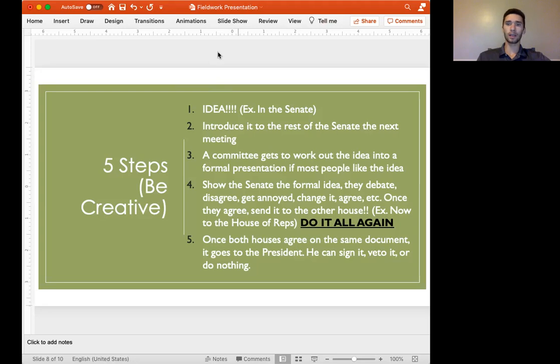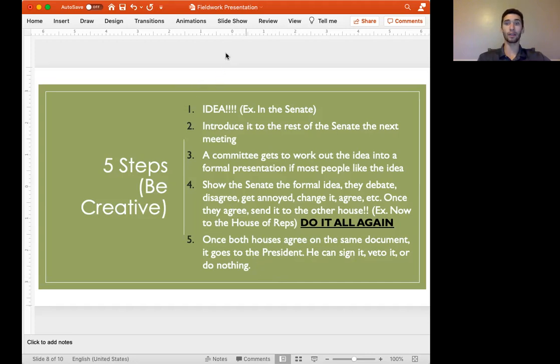And then 4, the Senate will present this formal idea. They're going to debate, they're going to disagree and get annoyed and change it and agree and disagree again, until finally they come to an agreement and they're like, that's awesome, that's a great plan. Now let's send it over to the House of Representatives. And it's going to happen all over again. And then once they all agree, it goes to the president and he can sign it, veto it, or do nothing. So that's kind of a super simple way.